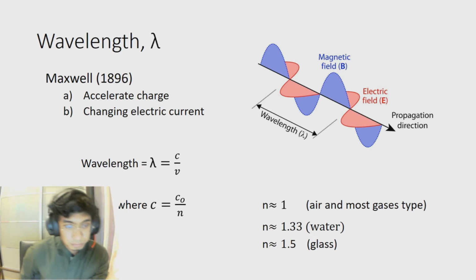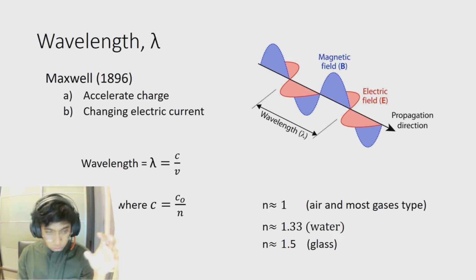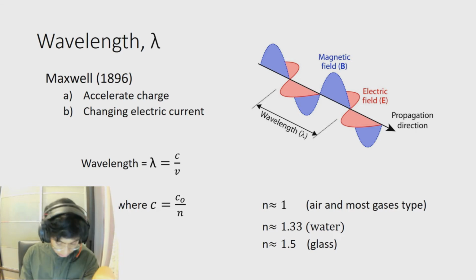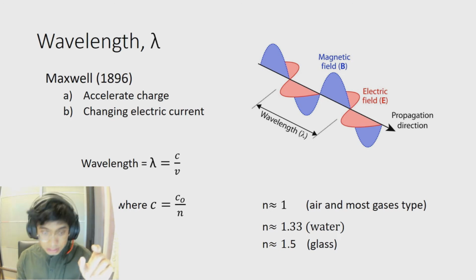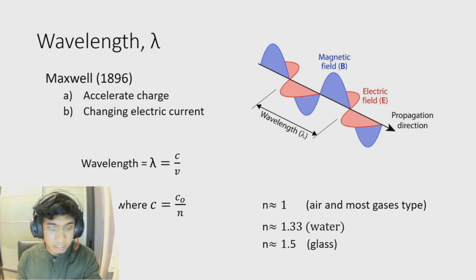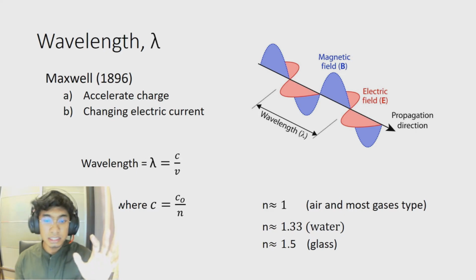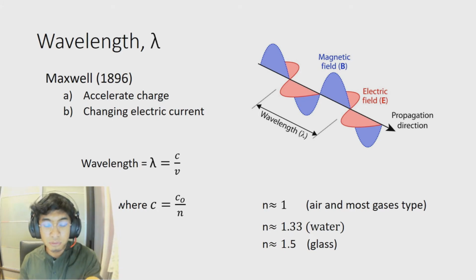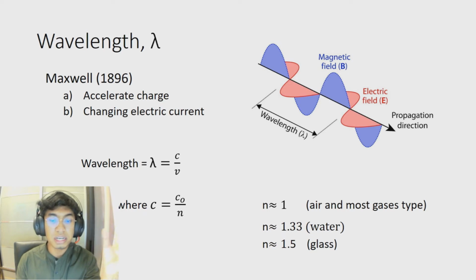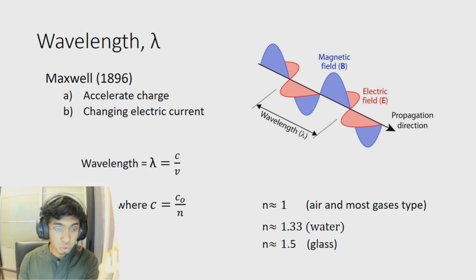Okay, so by that, wavelength is equal to c over frequency, where c is the speed of wave in the medium. We can calculate c by dividing the speed of light by the value of n, where n is equal to 1 for air and most gaseous types in the surroundings, 1.33 for water, and 1.5 for glass. So by calculating the value of c from the speed of light and the value of n, we can insert the value of c into the wavelength, which is c over frequency.